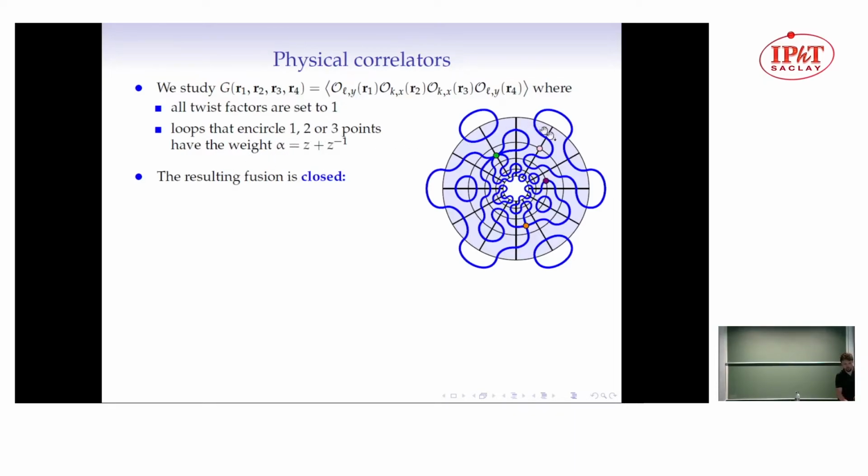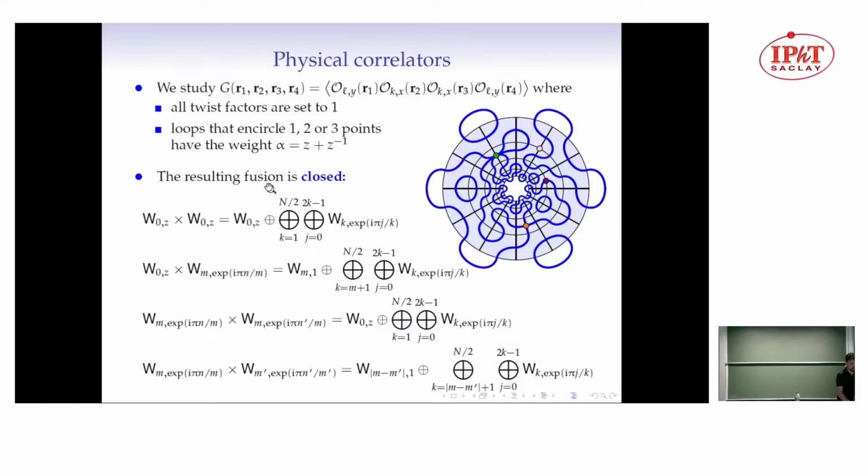When we take our results and apply them to this particular physical situation, what we find is a set of fusion rules which are closed. And again, this result is when beta and z are generic. This is not written here, but beta, so q, and z are generic. So it turns out that, for example, when I fuse W0z with W0z, with our previous result, I get this direct sum, W0z, and then the direct sum with some WK with some phases, okay?